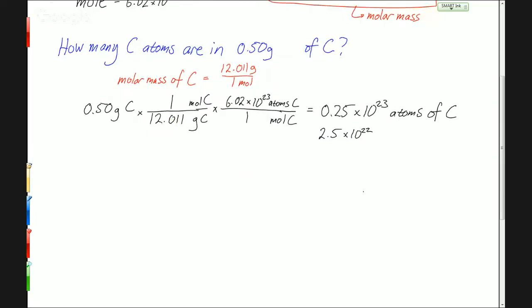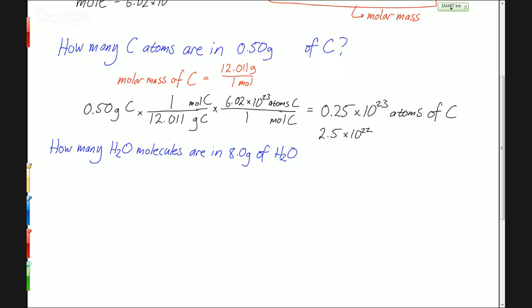All right. So we've got how many carbon atoms are in a certain number of grams of carbon. Can we also answer this type of question? How many water molecules are in 8 grams of water? Same basic question. But now we're looking at a whole molecule instead of just an atom.